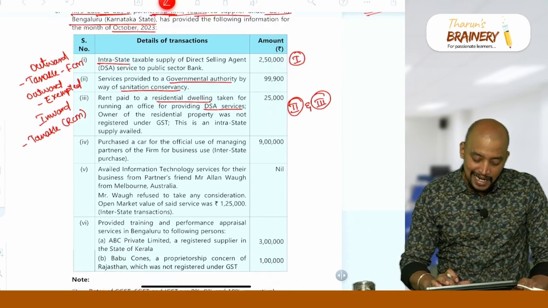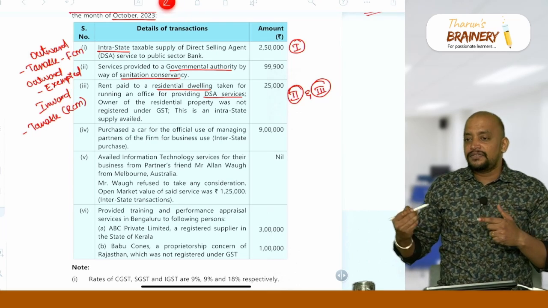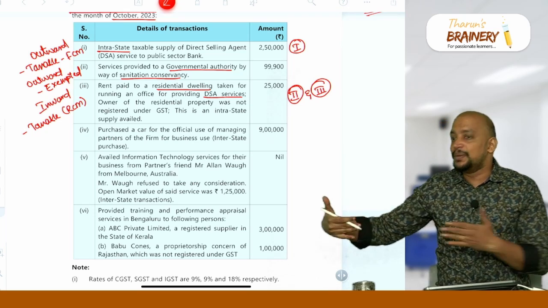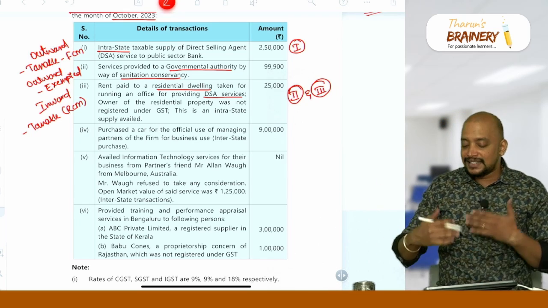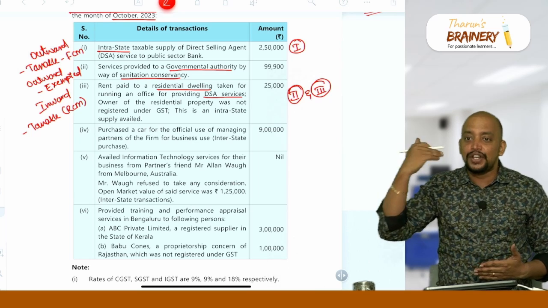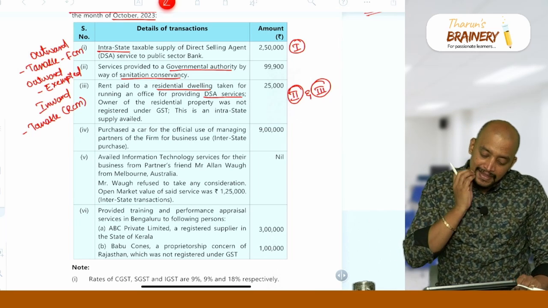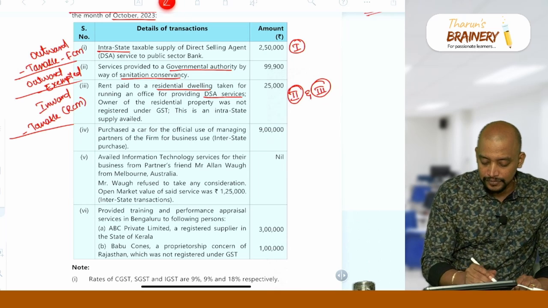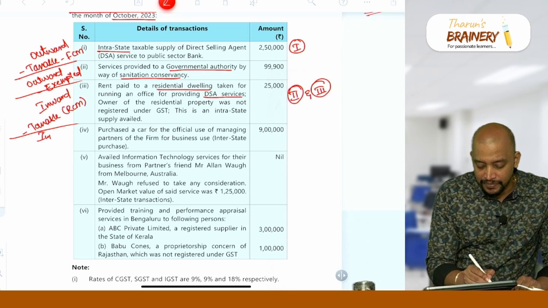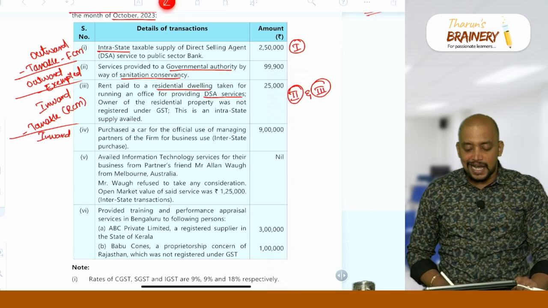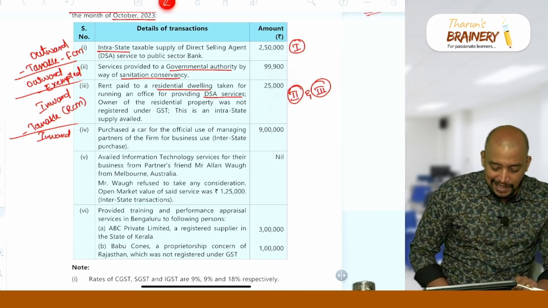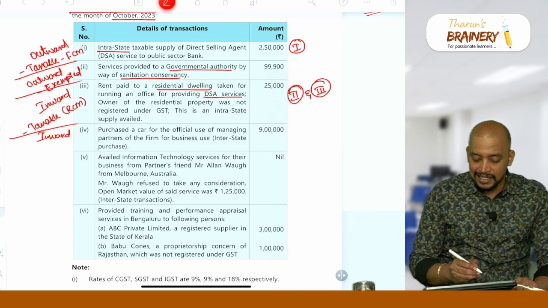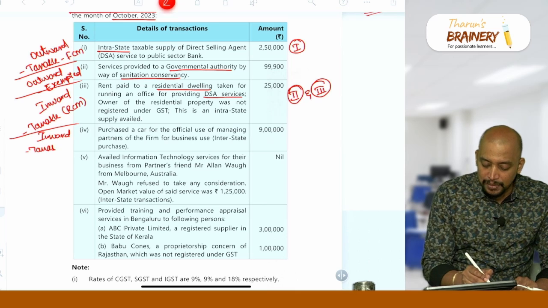Understood? Then next. So in the exam itself, in pencil, you write like this, so when you prepare the answer, it will be easy for you. While reading itself, you need to do this. As I am taking it slowly, it will not take that much time when you start doing it. Then, purchased a car: inward or outward? Inward. Purchase of a car for official use of the managing partners of the firm for business use, interstate purchase. So inward, it will be taxable under FCM.